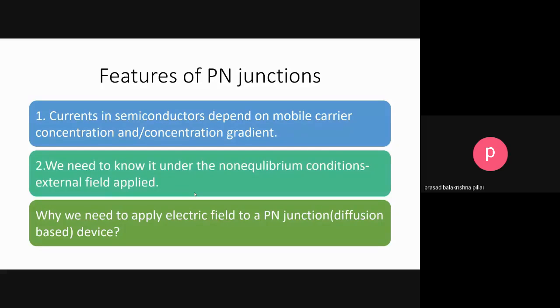Any idea? You always apply an electric field, no? Without application, you don't operate the device. Almost all PN junction devices, whether it is a diode or transistor, you apply the bias. Then why is it necessary to apply the electric field in a PN junction device, even though we say right from the beginning that it is a diffusion current based device? What is the role of electric field in a PN junction device?